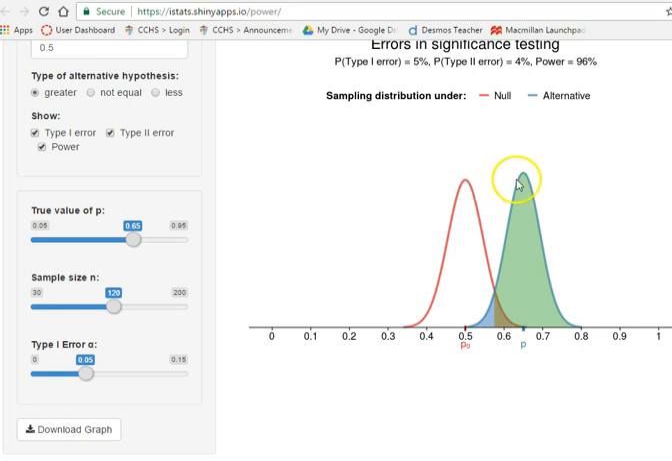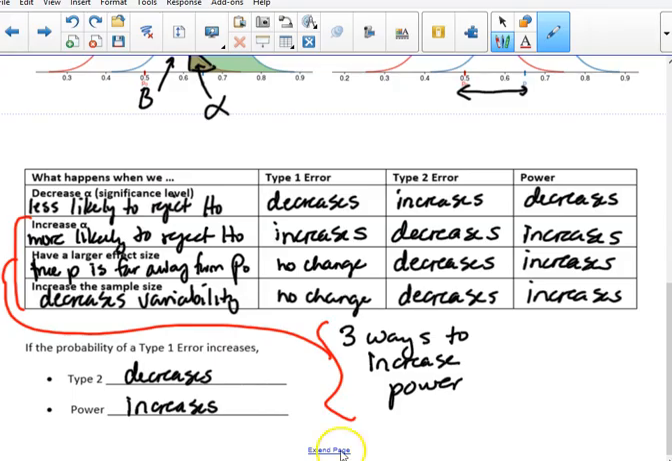So when the effect size is small, it's good to increase the sample size so I can see the difference more clearly. Increasing the sample size decreases the variability in the two distributions. It doesn't affect the type 1 error, but decreases the type 2 error and increases power. So in general, if the probability of a type 1 error increases, type 2 decreases and power increases. So power and type 1 go together in that regard.